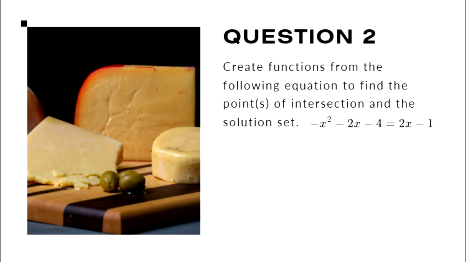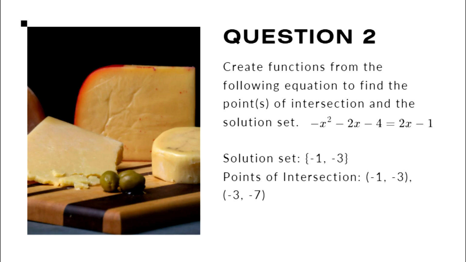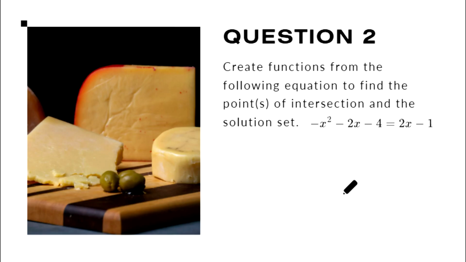Blah. Okay. Create functions from the following equation to find the points of intersection and the solution set. Okay, so I want you to do everything this time. Pause the video, figure it out, come back. Okay, so the solution set is negative 1, negative 3, and the points of intersection are negative 1, negative 3, and negative 3, negative 7. If you need me to do this one for you or with you, show you all the steps, comment and I'll make another video.